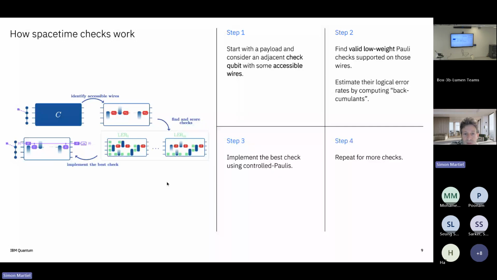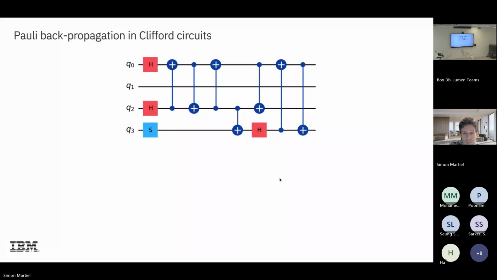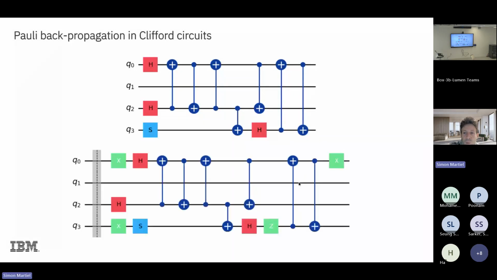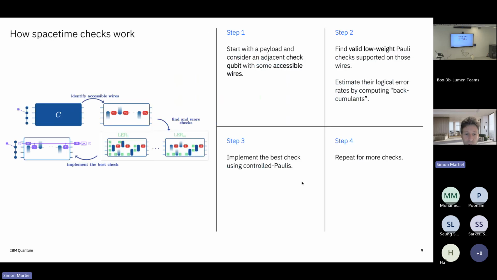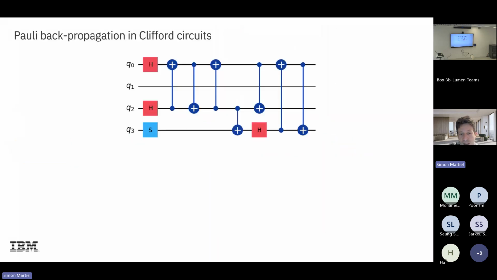And then we can repeat this process in order to add more and more checks until we are satisfied with the error rate or until we run out of extra ancillas. So the way it works is that we first need to understand what valid checks are: basically, the valid Paulis we can put on some internal wires in a circuit in order to not change the overall Clifford we are implementing. And this is a key notion when we pick Pauli checks.